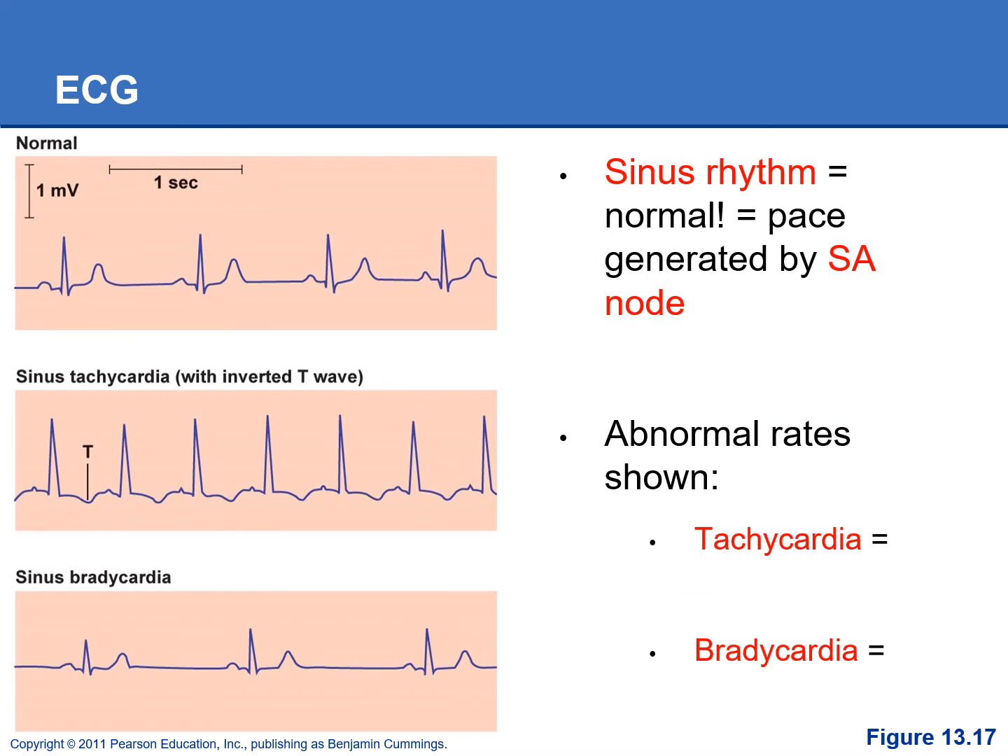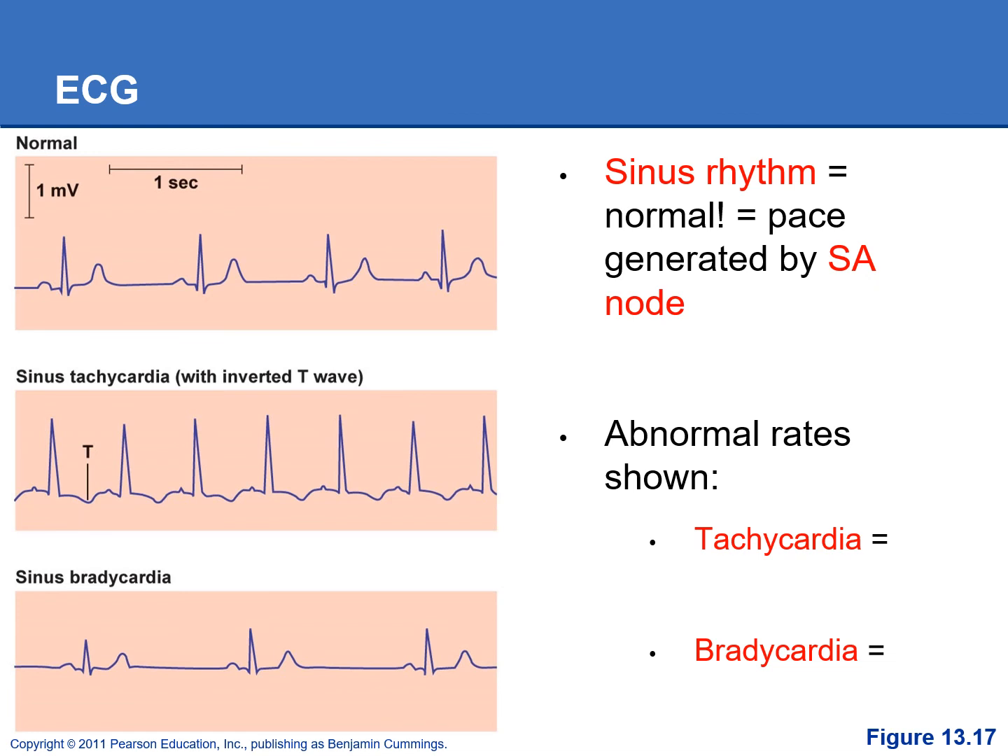So here are just some examples of some ECG readings. It's important to know what a sinus rhythm is. So a sinus rhythm is normal. Sinus just is saying that the heart rate is being generated by the SA node. Okay, because remember the SA node is called the sinoatrial node, so that's where the word sinus comes from.